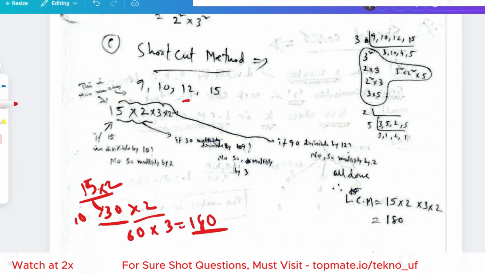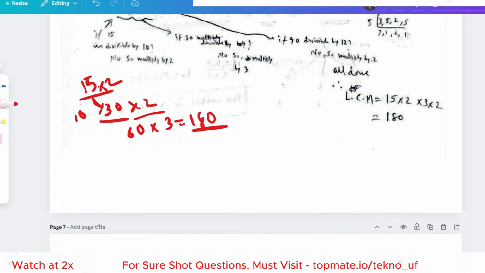And if the number is very big, like 2454, then it may not work. At that time go with the normal prime factorization method. Okay, so I hope you understood, but most of the time it will work.